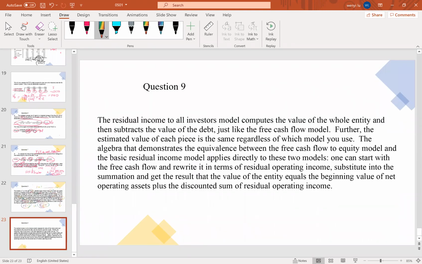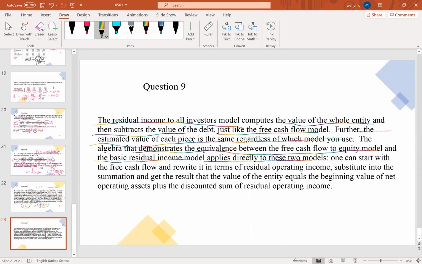The residual income to all investors model computes the value of the whole entity, then subtracts the value of the debt, just like the free cash flow model. The estimated value of each piece is the same, regardless of which model you use. The algebra that demonstrates the equivalence between the free cash flow to equity model and the basic residual income model applies directly to these two models.